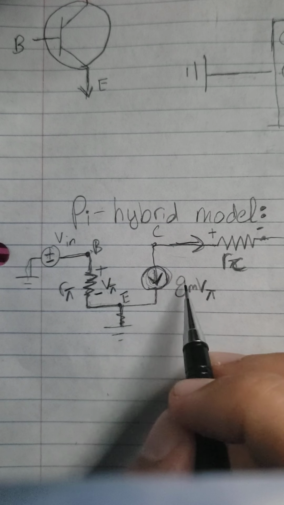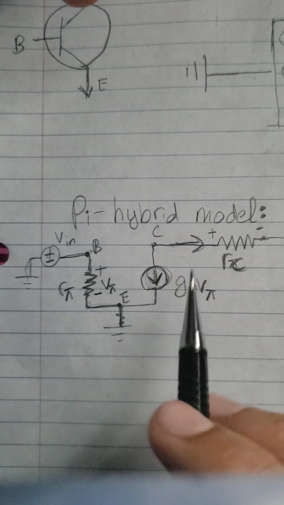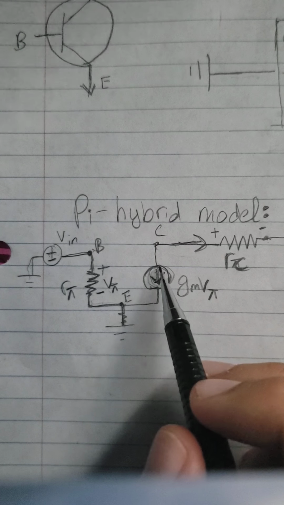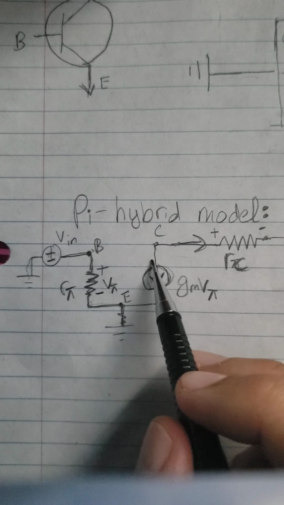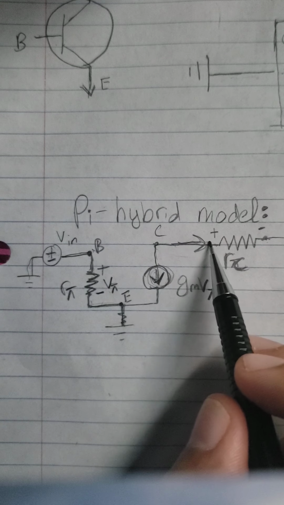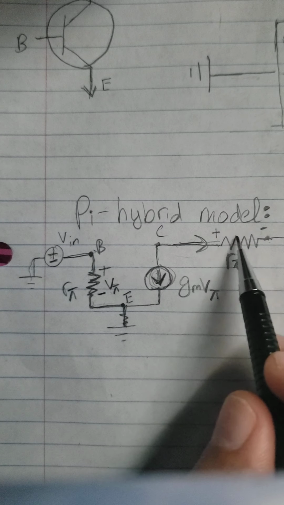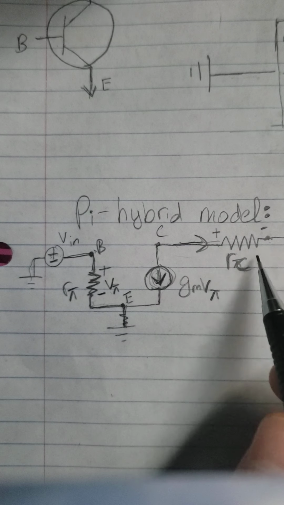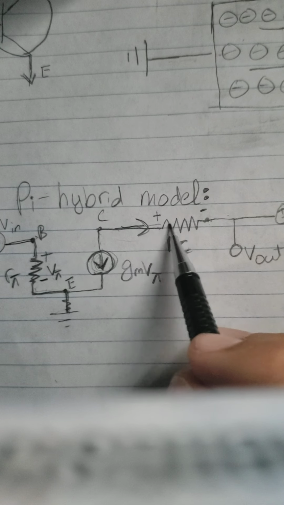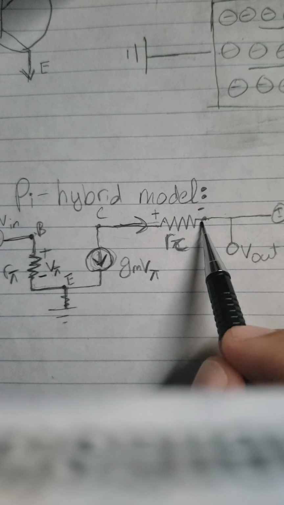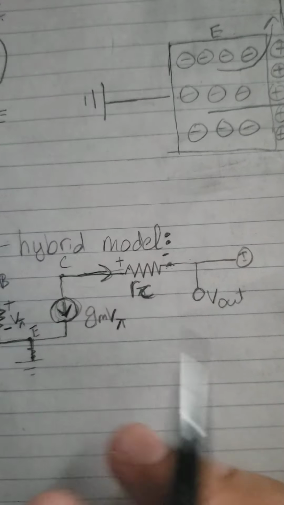And we also have this g_m V pi. This is a current source, and this current source is basically our output source. What happens is this output current source is going to go through this resistor. We connect this output resistor, and basically the voltage drop across this resistor is going to be our output V out. And this is basically what we measure.